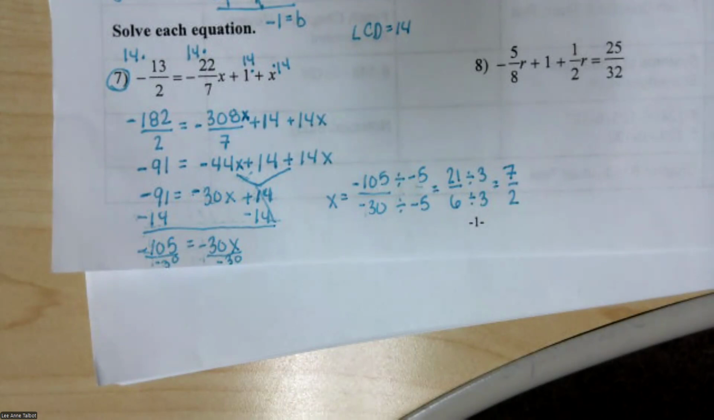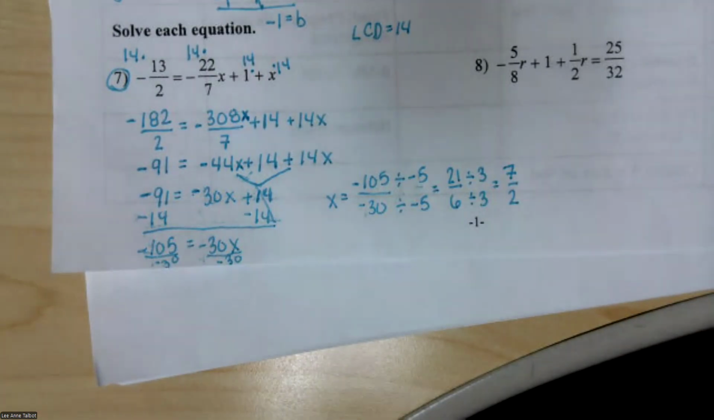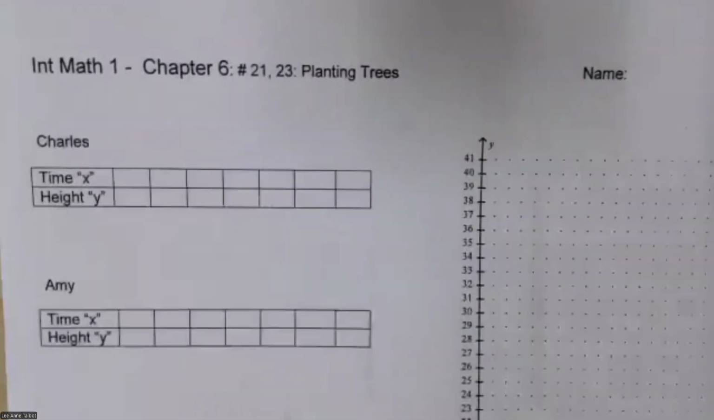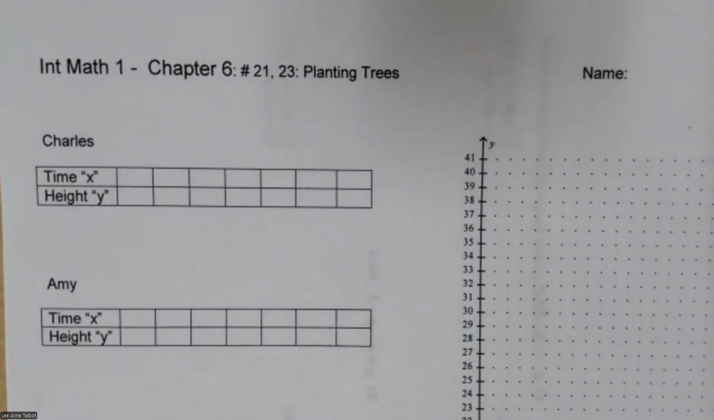Okay, the next thing we're gonna do is a resource page. If you could find it, it's got like tables and a big graph, something about planting trees, correct. If you could find the planting trees resource page, please. Also, you will probably want to get a ruler because we're going to draw lines on this that are going to be kind of long.